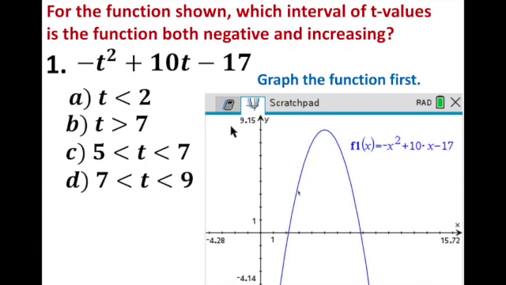And the negative is anything below the x-axis. My function, my y values, are all going to be negative. Okay, so we're basically looking for this section of the graph right here. All right, so let's just go through some of these.